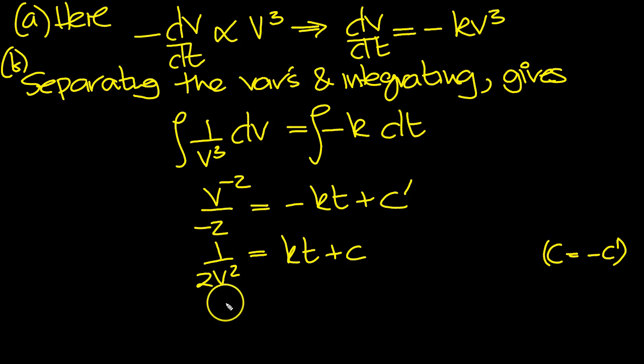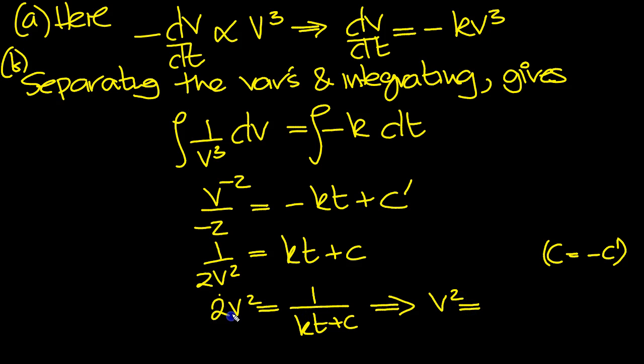Okay, so let's invert this then. So 2V squared is now equal to, invert this fraction, 1 over kt plus c. And that tells us then that V squared is equal to, move the 2 from times down to divide, over 2kt plus 2c.